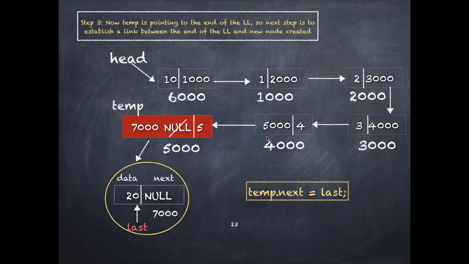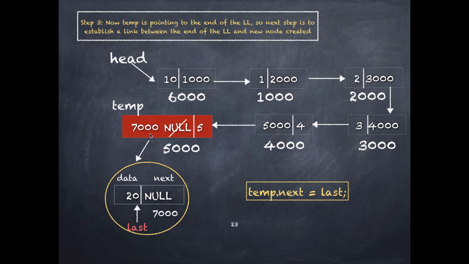Assume that n nodes are there, then the time complexity to reach the last node is O of n, and then you have a constant time operation to link this node. So what is the time complexity of inserting a new node at the end of the linked list? It is big O of n.